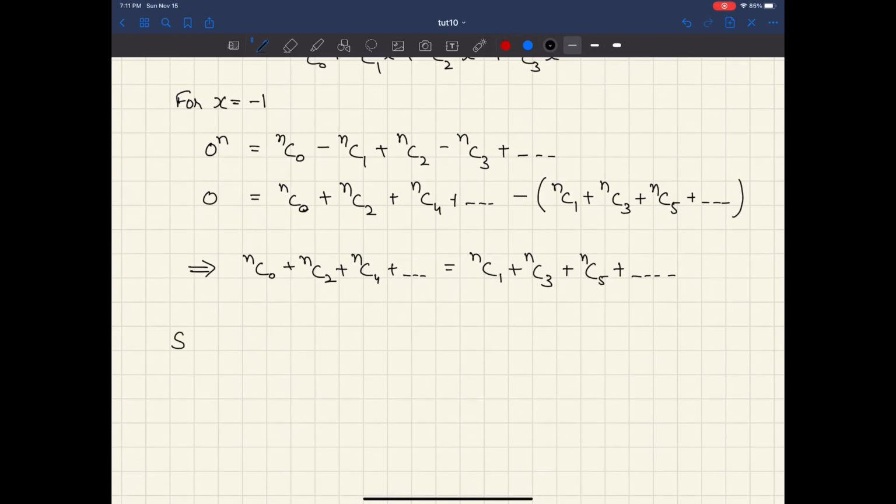Now you could even go a step further and see what they are actually equal to. To solve that, you'll have to substitute x equals 1 and compute this, which will give you that the above summations are equal to 2 to the power n minus 1.